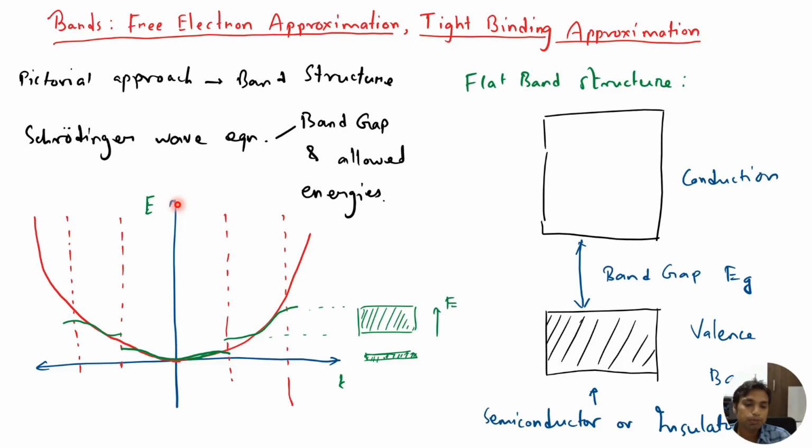So this parabolic curve was for the free electrons. Then when we introduced the lattice, we got these band gaps. And the band gap is denoted as Eg. Based on this, we can classify different materials as semiconductors and insulators.